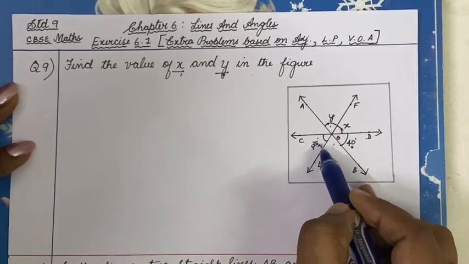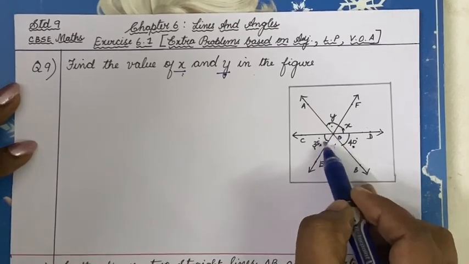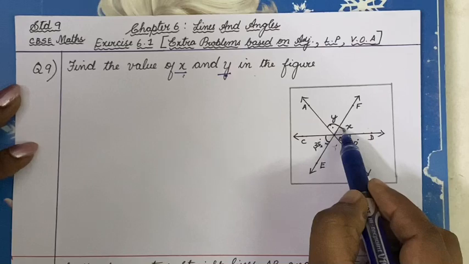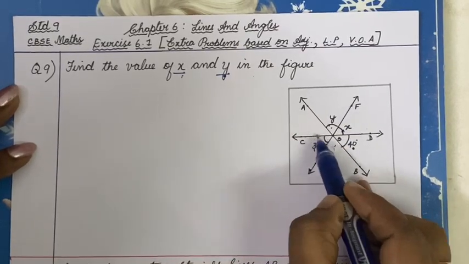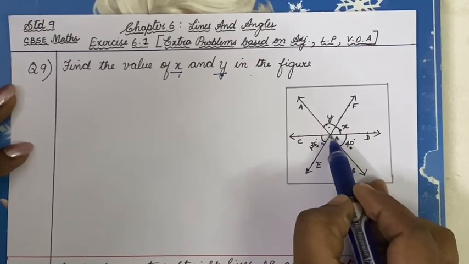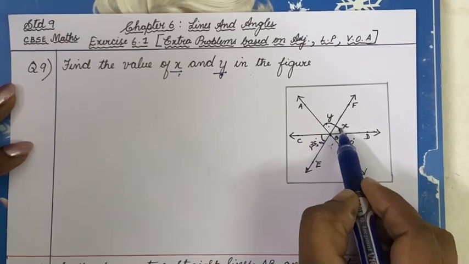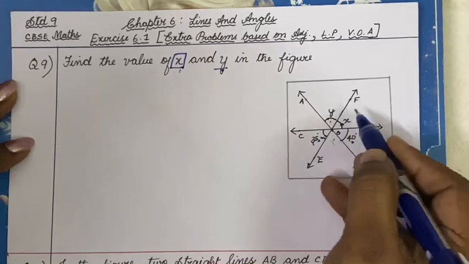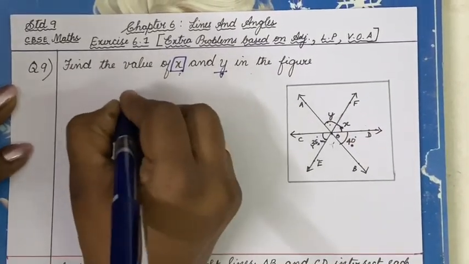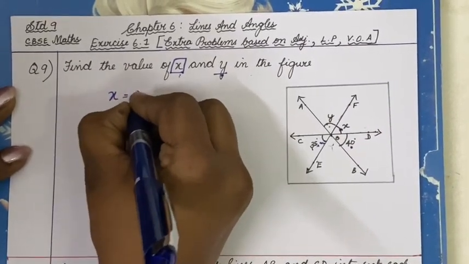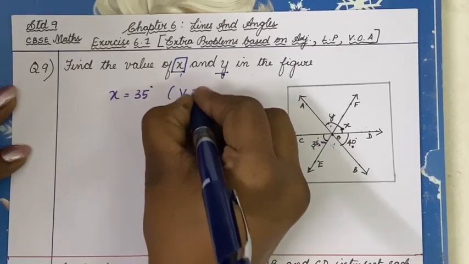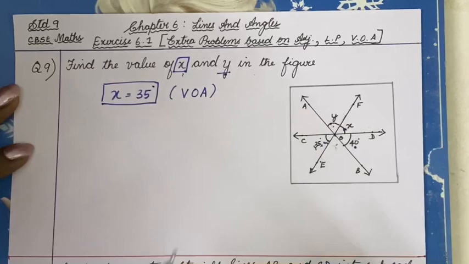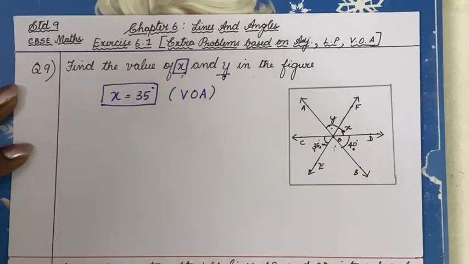And looking at this x and 35 degrees, what can you say about this x and 35 degrees? Yes, they are vertically opposite angles, because EF and CD are straight lines intersecting at O. So these two angles are what angles? Vertically opposite angles. So to find the value of x, it's direct. So in the beginning itself x is equal to 35 degrees because it is a vertically opposite angle. So my first required answer is got in the first step so easily.